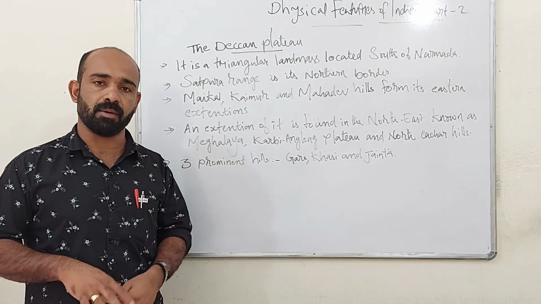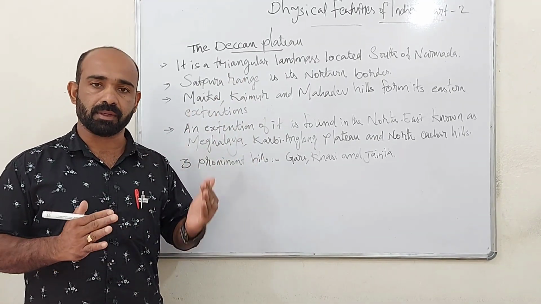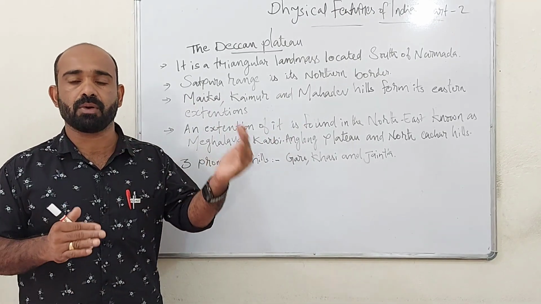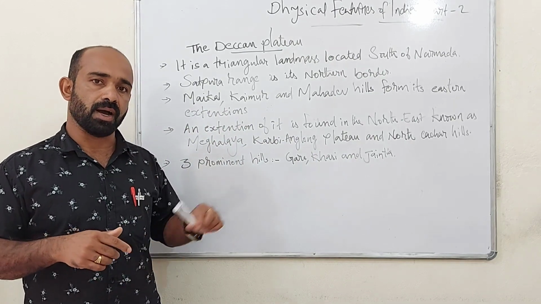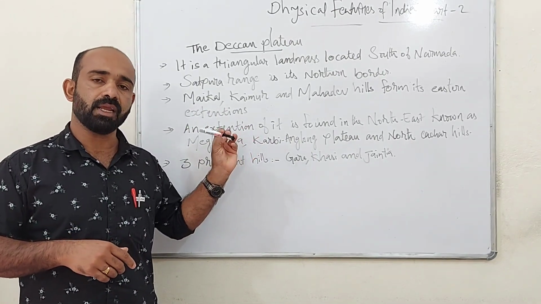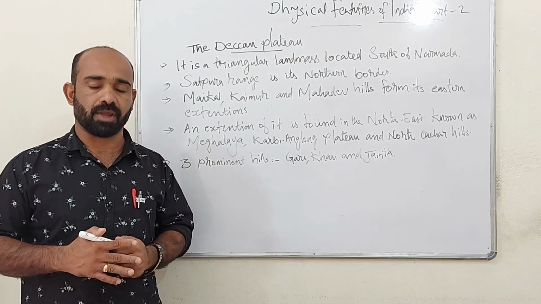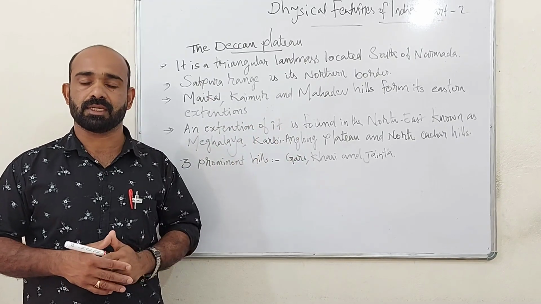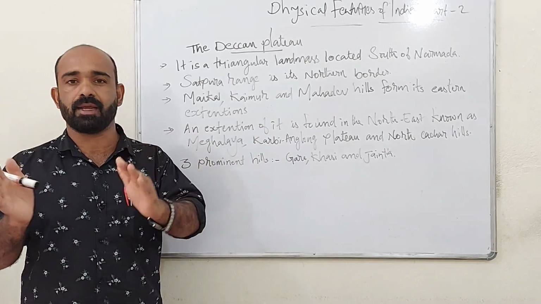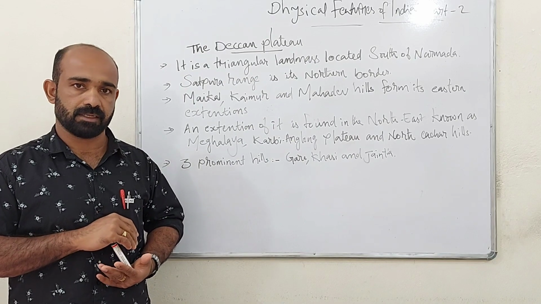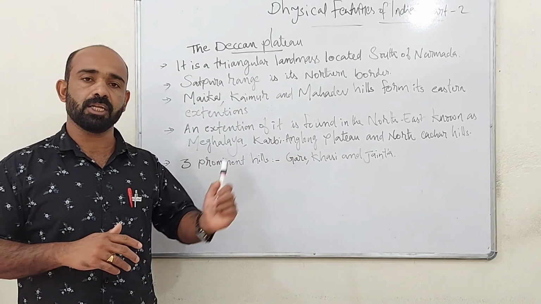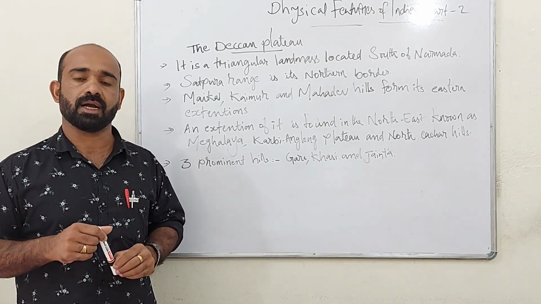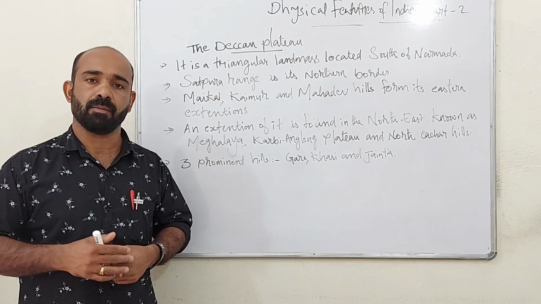It is a triangular landmass located south of river Narmada and Satpura Range. Satpura mountain range is located as the northern border of this plateau, and the eastern border is mainly Maikal, Kaimur and Mahadev Hills. And a part of this plateau is found in the northeastern regions, popularly known as Meghalaya, Karbi Anglong and North Cachar Hills. And the three prominent hills found in this northeastern region, Garo, Khasi and Jaintia Hills, are mainly located in Meghalaya.